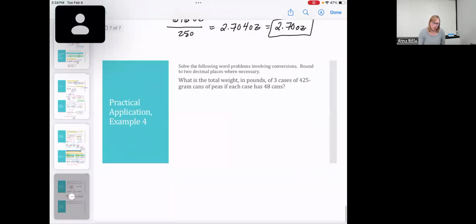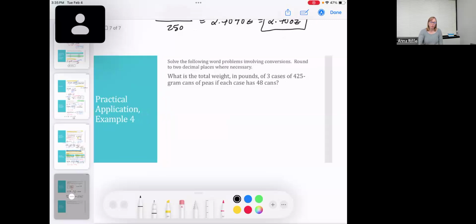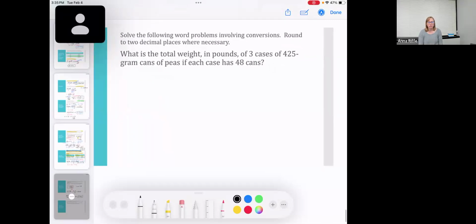We didn't quite finish the material from last time. So we can do this last problem and it'll serve as a little bit of a review for what we are going to do today in class, because it will naturally follow what we did last time. So we want to solve the following word problem involving conversions, and we want to round to 2 decimal places where necessary. What's the total weight in pounds of 3 cases of 425 gram cans of peas if each case has 48 cans?